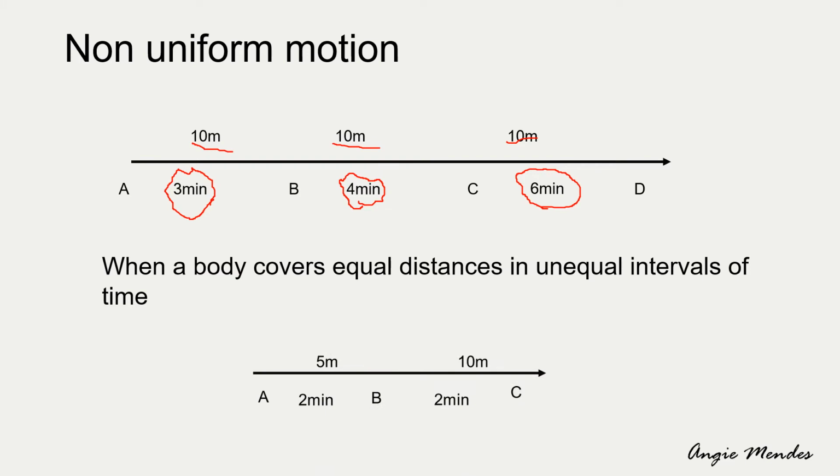This is what we had said previously. When a body covers unequal distances in equal amounts of time, it is having non-uniform motion. A body is said to have non-uniform motion also when it covers equal distances in unequal intervals of time.